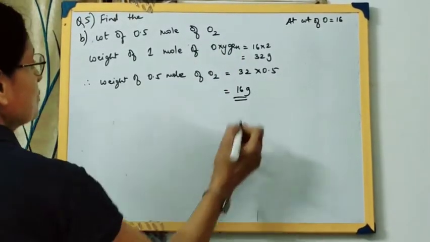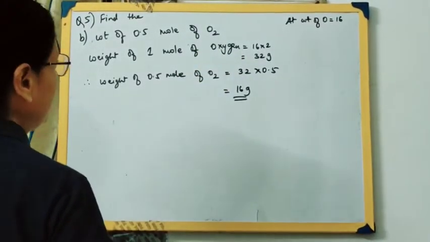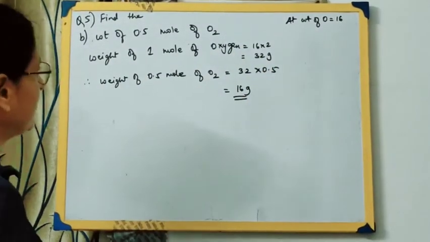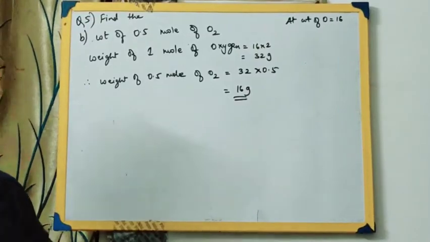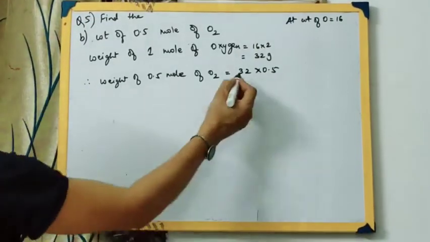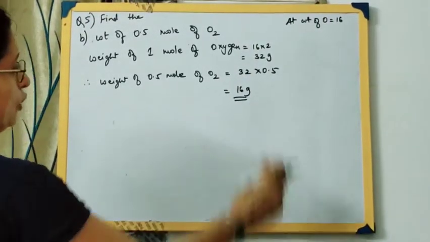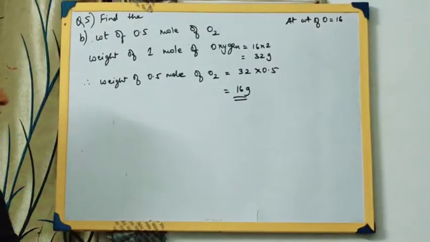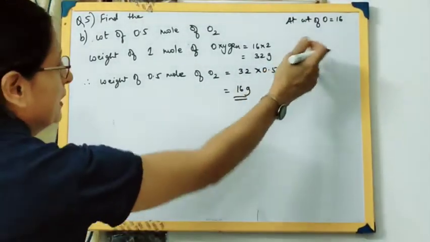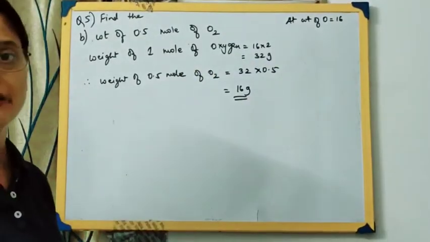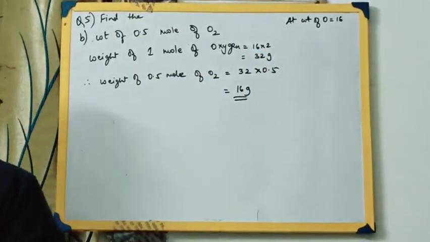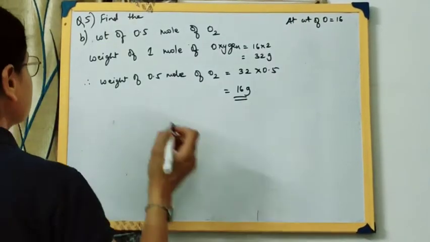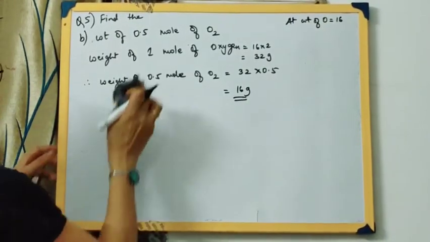Okay, next, so we have solved 5b. Very simple. We find the weight of 1 mole of oxygen, that is 32 grams, that is 16 into 2. Therefore, the weight of 0.5 mole of oxygen is 32 into 0.5. When you multiply 32 into 0.5, you get 16 grams. I never needed to multiply it over here because it's something very simple. Okay, next sum, that is the number of molecules. Let me rub it off.